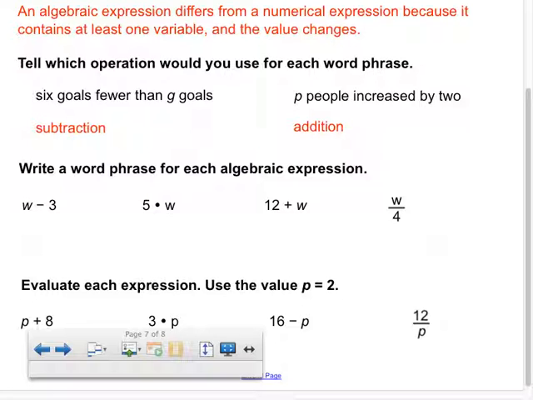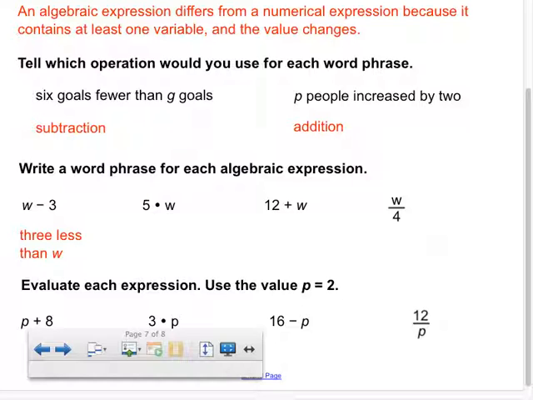Okay, write a word phrase for each algebraic expression. Who can give me the first word phrase over here? Justin in the back, go ahead. A number less than 3? They're actually using the variable again, but I like that you replaced a number with the variable. So 3 less than W. Okay, and notice the order too, because they're saying the number is 3 less.